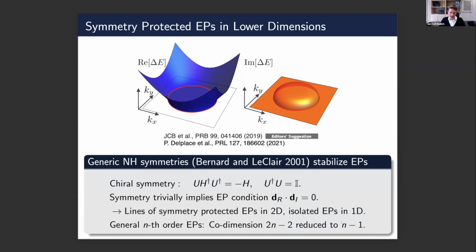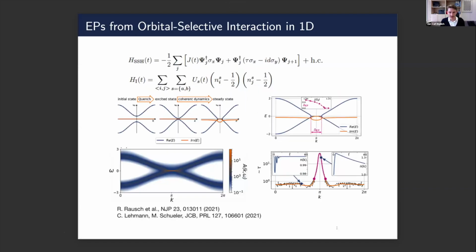And this makes it possible, in physically relevant dimensions, up to 3 spatial dimensions, to have even higher degeneracies: stable threefold degeneracies in 3D and fourfold degeneracies, threefold degeneracies in 2D and fourfold in 3D.